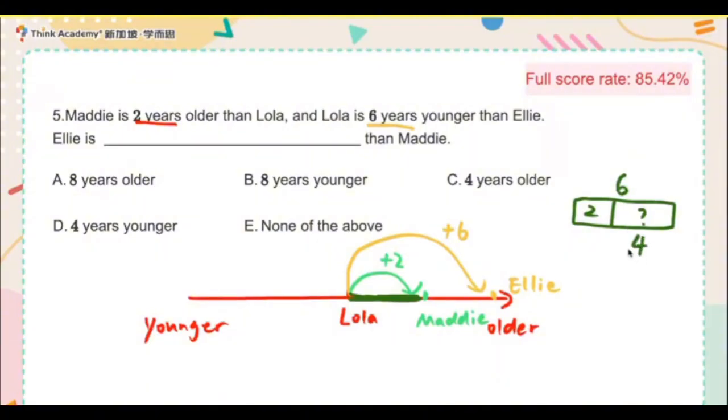Yeah, that will be 4, right? Okay, so we can see Ellie should be 4 years older than Maddie. Okay, so the answer is C.